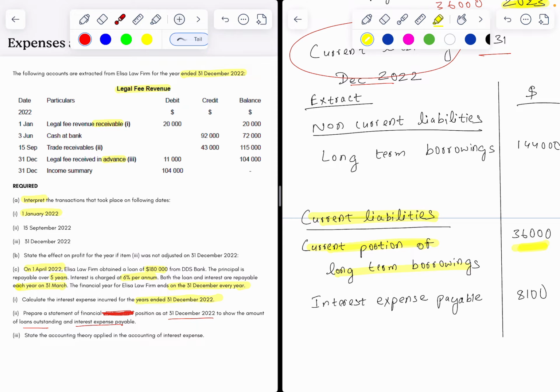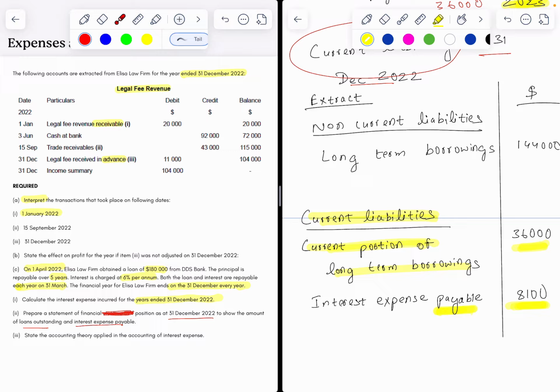Then you show the interest expense payable of $8,100 because we calculated the amount to be $8,100 at 31 December 2022. But it's just an expense which has been incurred and the business still didn't pay for it using cash because the payment is only once, and that is going to be on the 31st of March next year, right? So when we do 31 December 2022, this is a current liability. So you show interest expense payable of $8,100 as a current liability.